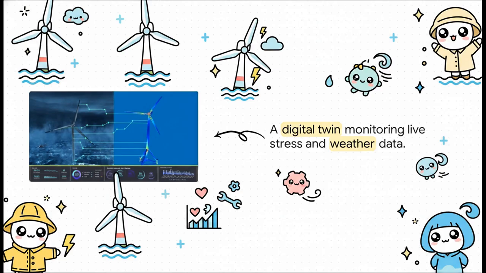Instead of sending a human crew out in dangerous weather to inspect a turbine, the digital twin runs predictive and preventive maintenance. It constantly analyzes stress levels and weather data to predict a breakdown before it even happens. That saves time, huge amounts of money, and potentially even human lives.